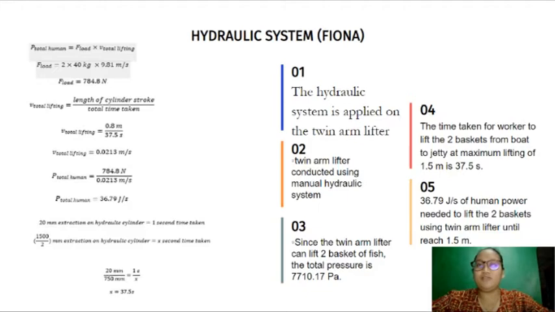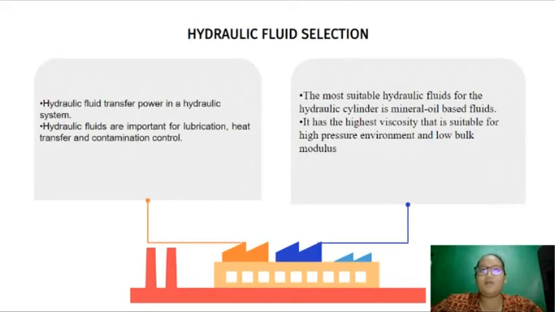Hydraulic system. The hydraulic system is applied on the twin arm lifter. The twin arm lifter is operated using a manual hydraulic system. Since the twin arm lifter can lift 2 baskets of fish, the total pressure is 7,710.17 Pascal. The time taken for the workers to lift the 2 baskets from the boat to the jetty at a maximum lifting height of 1.5 meters is 37.5 seconds. 36.79 joules per second of human power is needed to lift the 2 baskets using the twin arm lifter until it reaches 1.5 meters. Hydraulic fluid selection.